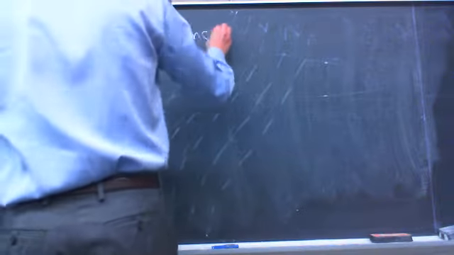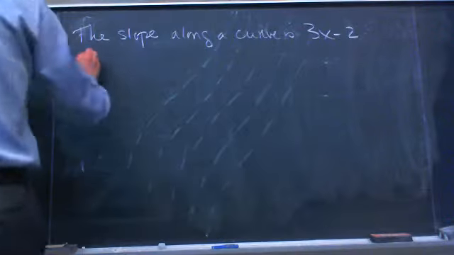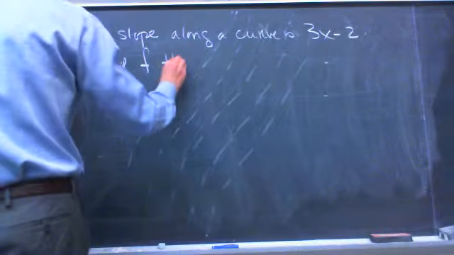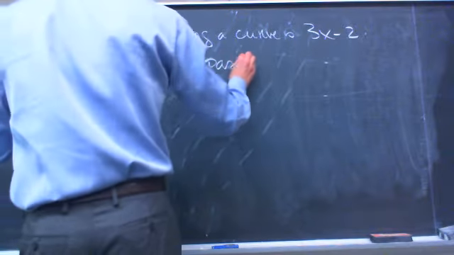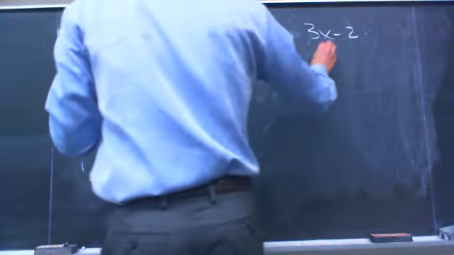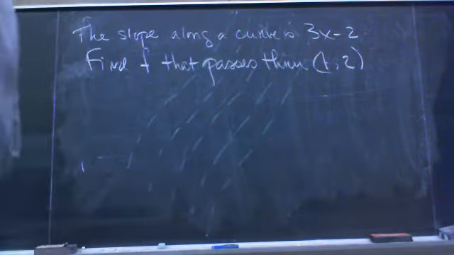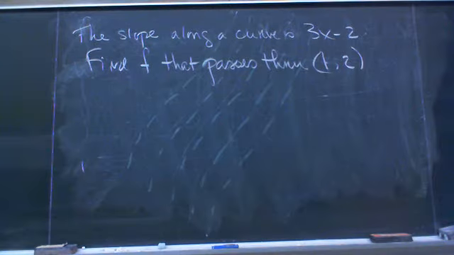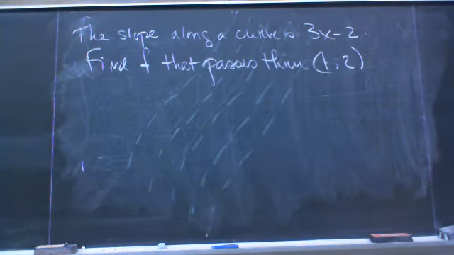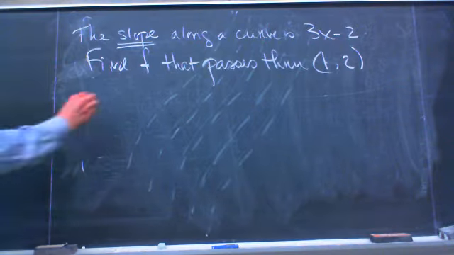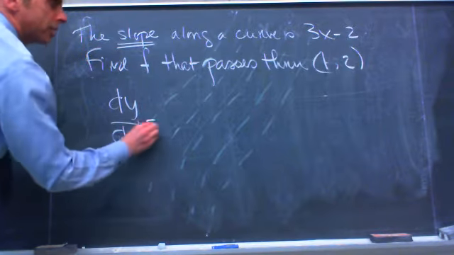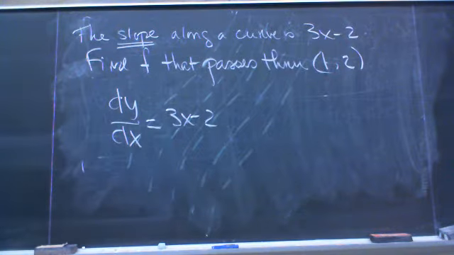The slope along a curve is 3x minus 2. Find f that passes through the point (1, 2). So we go from what's written in words to notation. What's now meant when we see slope? dy/dx equals 3x minus 2.